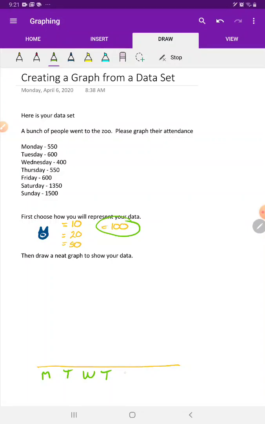So Monday, Tuesday, Wednesday, Thursday, Friday, Saturday. Okay. So on Monday, I'm going to have to draw 5 1/2 cat heads.